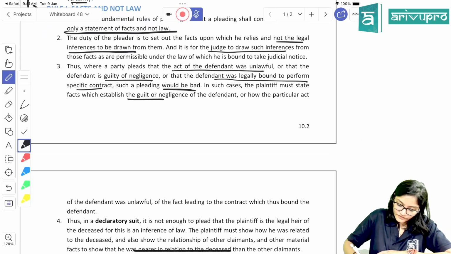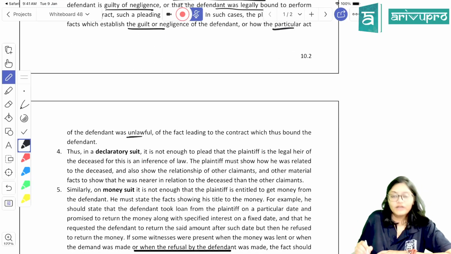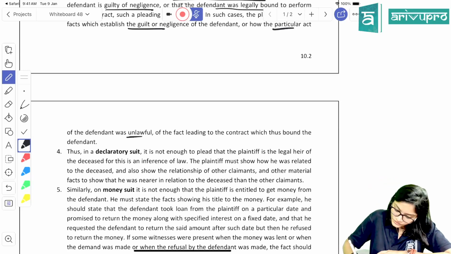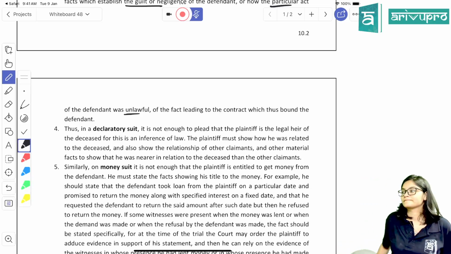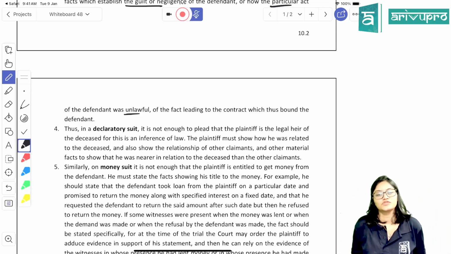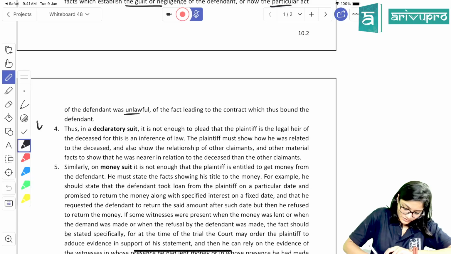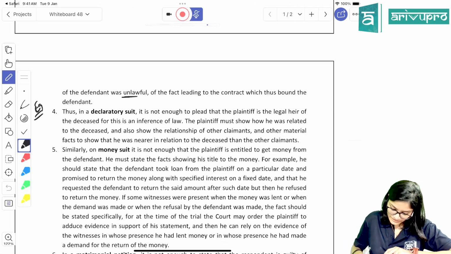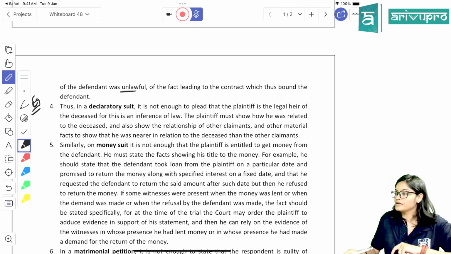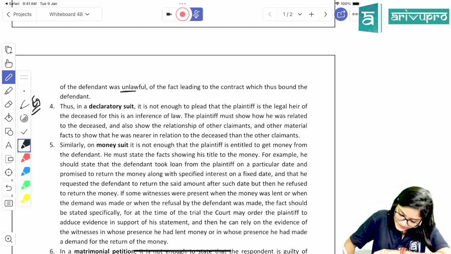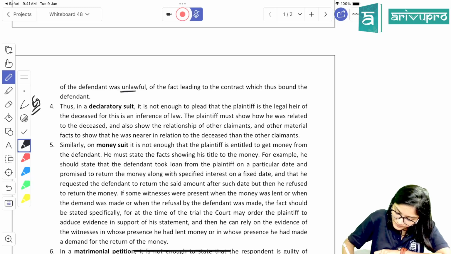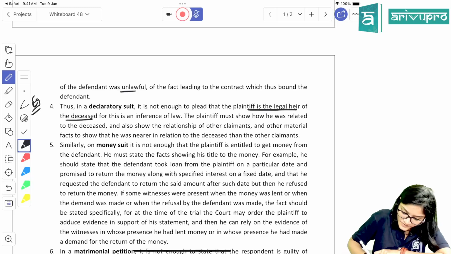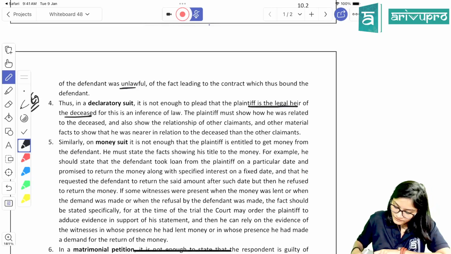So the plaintiff must state the facts which establish the guilt or negligence of the defendant, or how the particular act of the defendant was unlawful, or the facts leading to the contract which thus bound the defendant. Then, some examples are given here now. Here you can write it down, example. In a declaratory suit, it is not enough to plead that the plaintiff is the legal heir of the deceased, for this is an inference of the law.